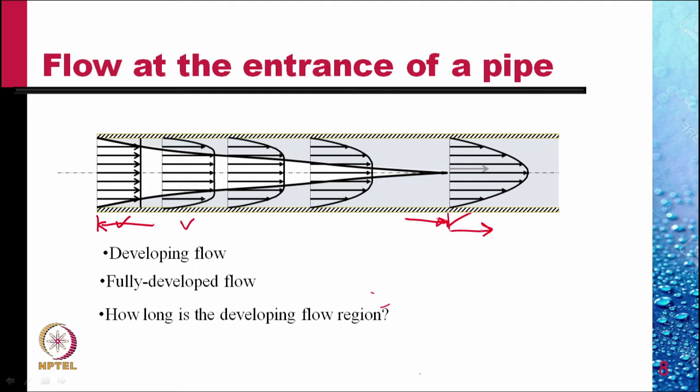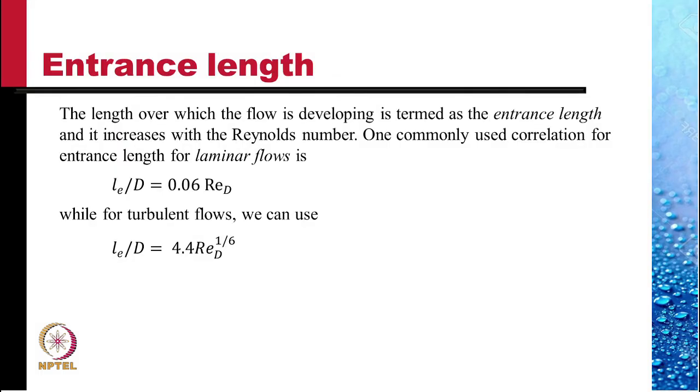Again, this region should depend upon the inertial and the viscous forces. So, this should depend only on the Reynolds number. The length over which the flow is developing is termed the entrance length, and it increases with the Reynolds number. One commonly used correlation for entrance length for laminar flows is LE equals 0.06 times the Reynolds number based on the diameter of the pipe or the tube.